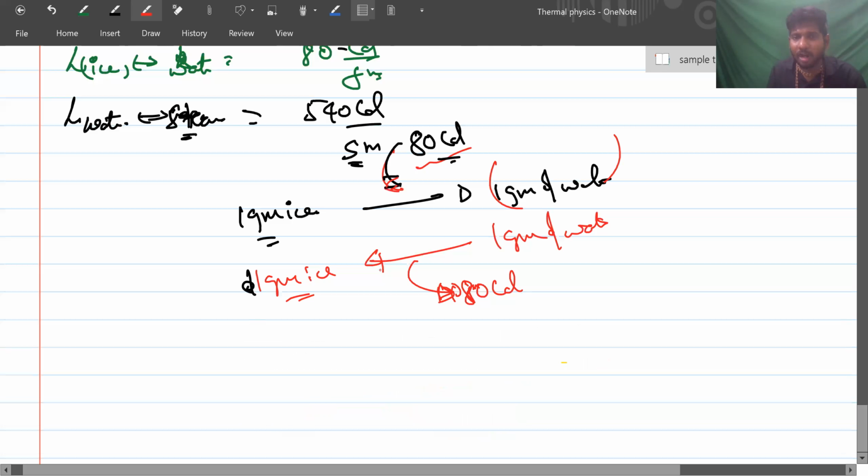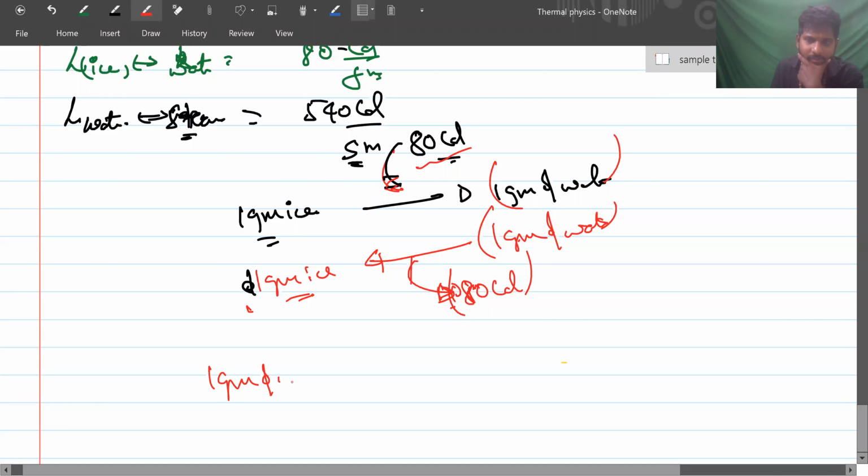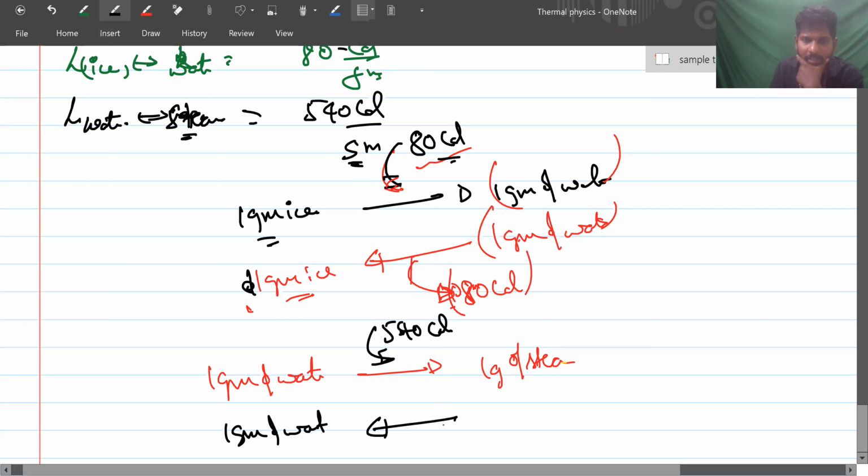Yes, sir. But if that 1 gram of water should be converted into 1 gram of ice, it will give out 80 calories, and it can convert into 1 gram of ice. Okay. Yes, sir. Understood. Like that, 1 gram of water, if it has to be converted into 1 gram of steam, you need to give 540 calories. But if the same 1 gram of steam is converted into 1 gram of water, it will give you out 540 calories. Okay. Yes, sir.